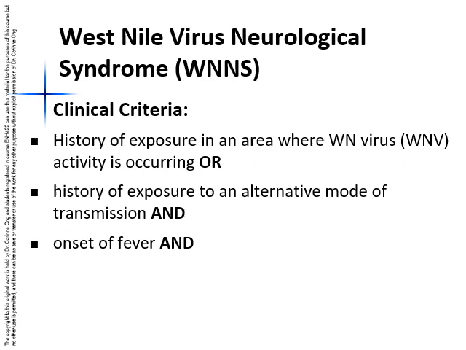For the neurological syndrome, the clinical criteria are history of exposure in an area where West Nile virus activity is occurring, or history of exposure to an alternative mode of transmission, and onset of fever and a list of neurological manifestations that are listed on the next slide.